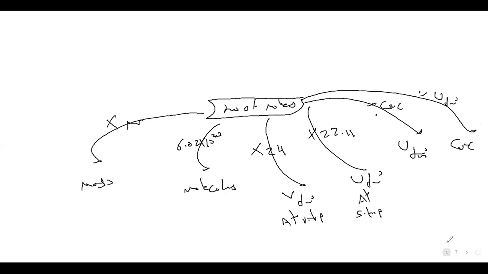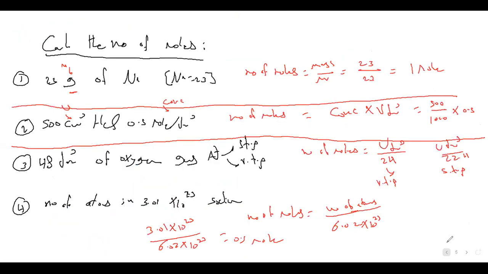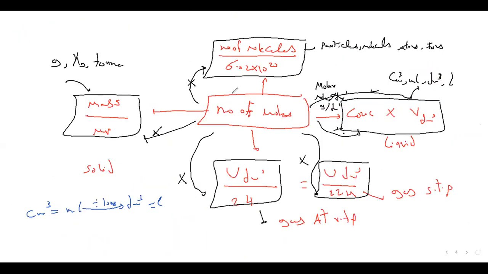فدي كده القوانين بتاعت الاستايكومتري كلها المولز اتلخص في حاجتين. انك تبقى عارف النمبر اوف مولز في الاول equal mass over molar mass in case of solid, concentration multiply volume decimeter cubed in case of liquid, or in case of centimeter cubed or milliliter over 1000 to be decimeter cubed. Equal number of molecules over Avogadro's, equal volume decimeter cubed over 24 for gas at RTP, volume decimeter cubed over 22.4 for gas at STP.